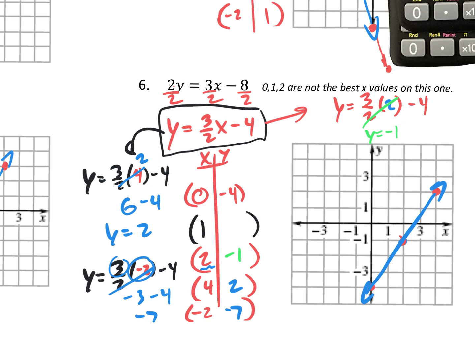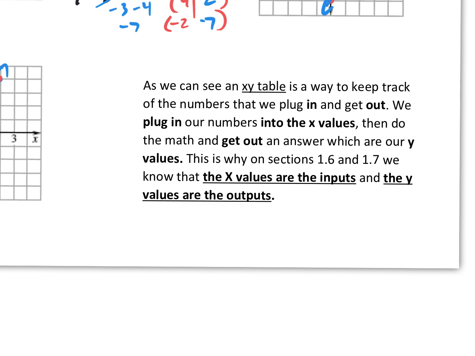Great. So as we can see, an XY table is a way to keep track of the numbers that we're plugging in and getting out. We plug in numbers into the x values. The x values are also known as inputs. And then we get out answers that are our y values. Those y values are also known as outputs. And that's very important information in the next section.